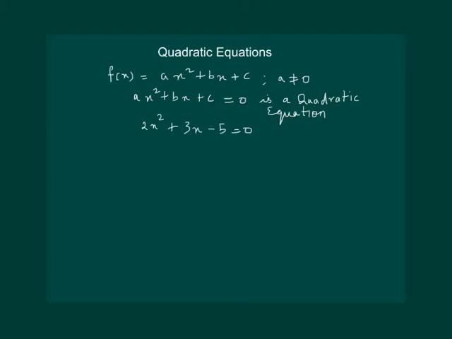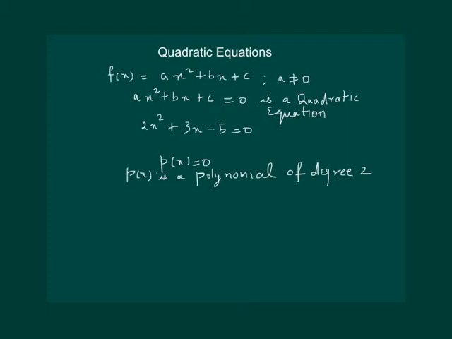We can also say that any equation of the form p(x) = 0, where p(x) is a polynomial of degree 2, is a quadratic equation. But when we write the terms of p(x) in descending order of their degrees, then we get the standard form of the equation.